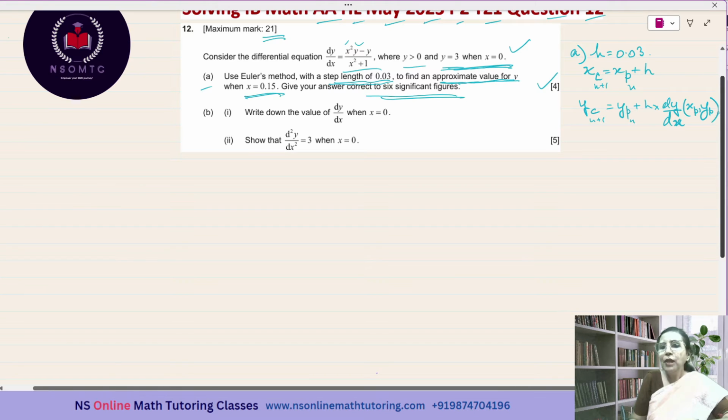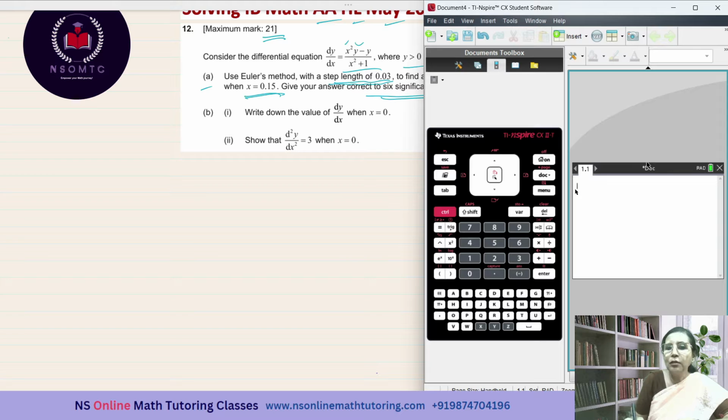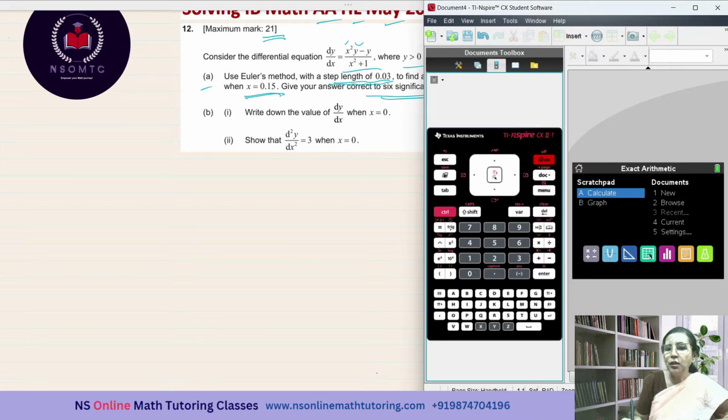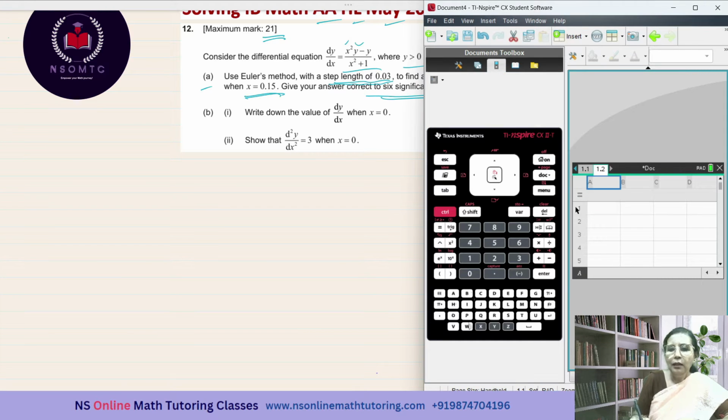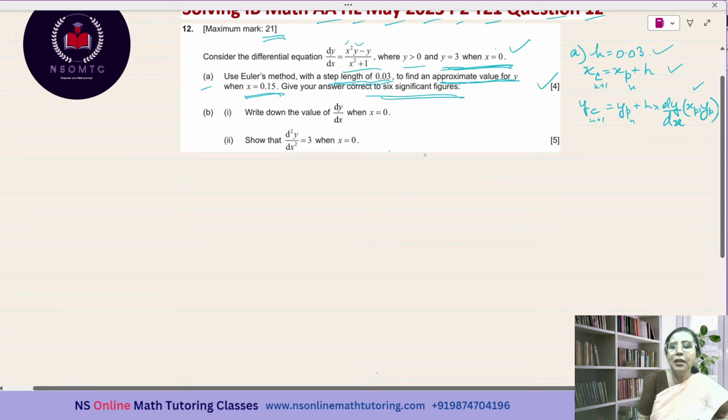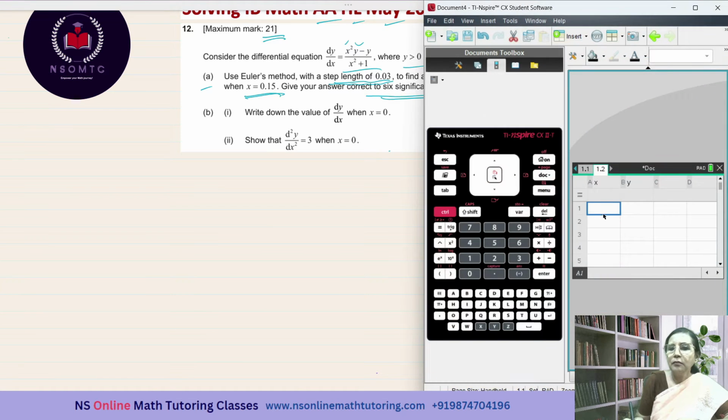Okay. So these are the two equations that we will be using, and of course the h value is equal to 0.03. Now we have to use the calculator and go to the spreadsheet. The column A will be containing all the x values and the column B will be containing all the y values. So I'm naming the column A as x and the column B as y. And now I will be storing the initial values of x and y. The initial value of x is 0 and the initial value of y is 3. So this is 0 and this is 3.